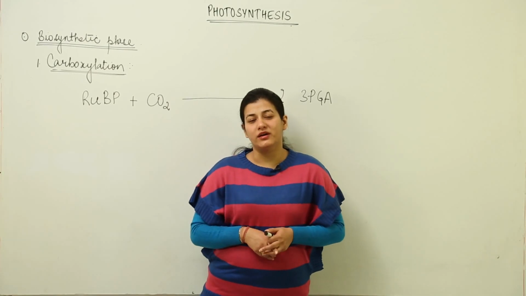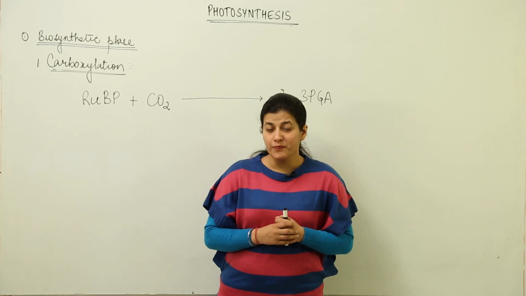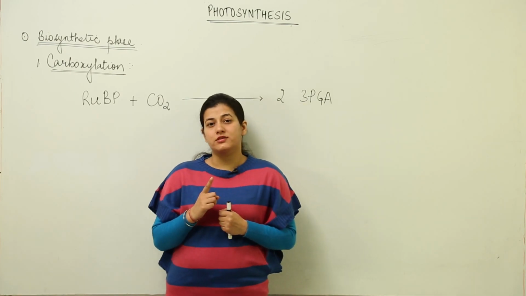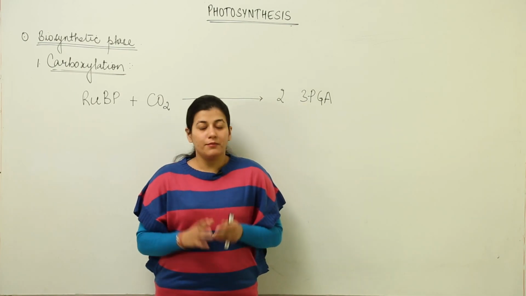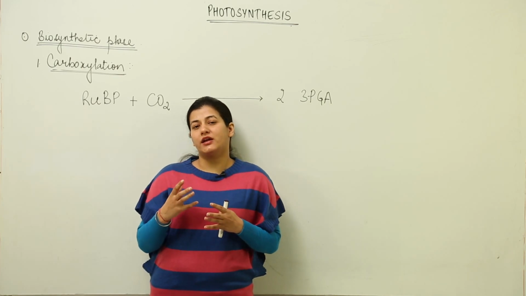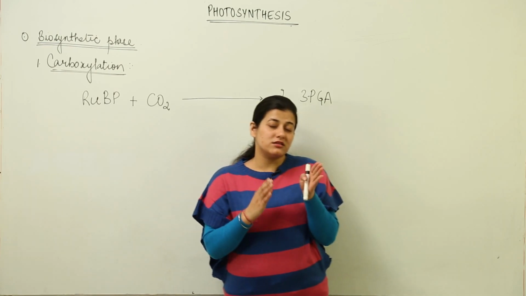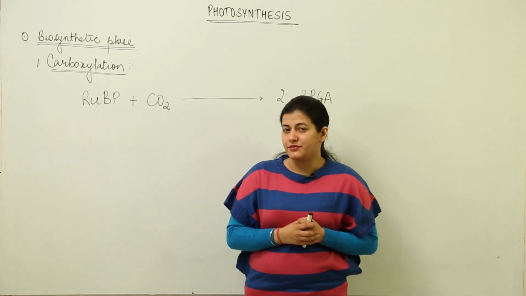One by one now we are going to consider the steps in biosynthetic phase. As you know by now, the first step was the carboxylation, because we are dealing with that stage of photosynthesis where there would be reduction of carbon dioxide basically, that is the Calvin cycle that we were talking about.